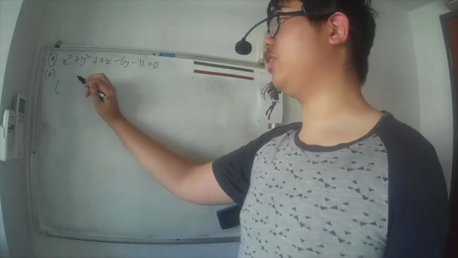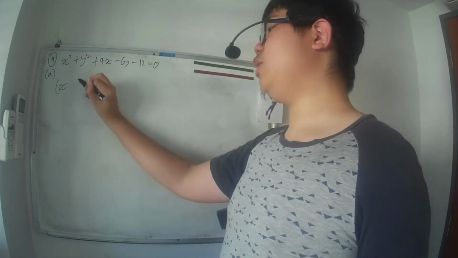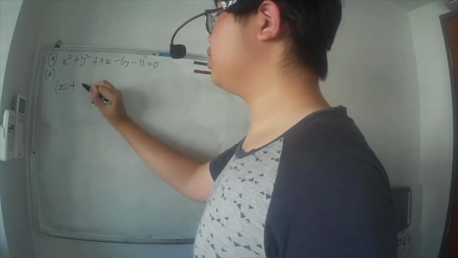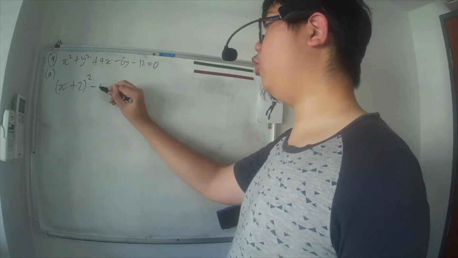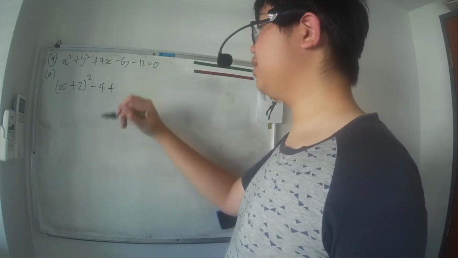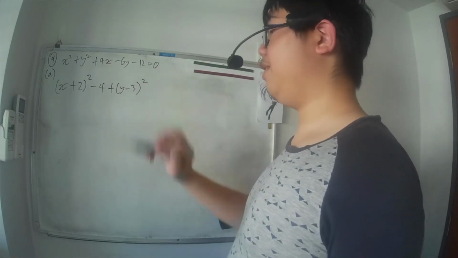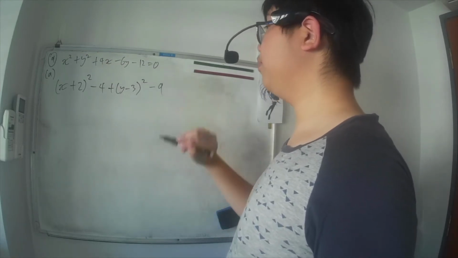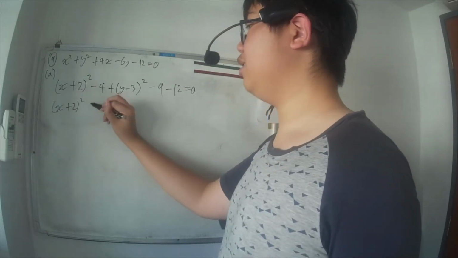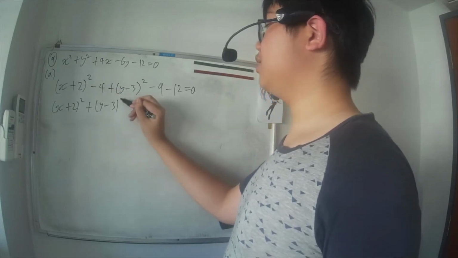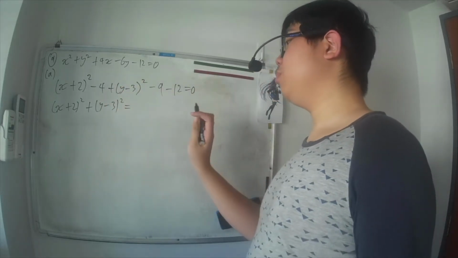So once again, we will factorize by completing the square. So we will group the x's together. Basically what we're doing when we complete the square is get the thing in general form. So x plus 2 squared, okay, minus 4, plus, then we'll group the y's together, y minus 3 squared, and then don't forget to minus the 9, minus 12 equals to 0. So therefore I will have x plus 2 squared plus y minus 3 squared is equal to, let's get everything on that side, so that is 25.